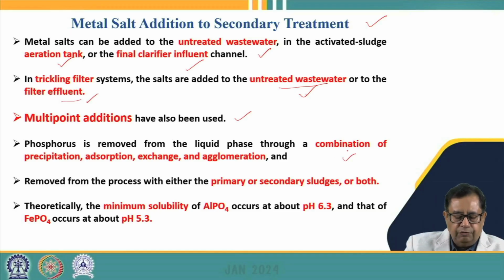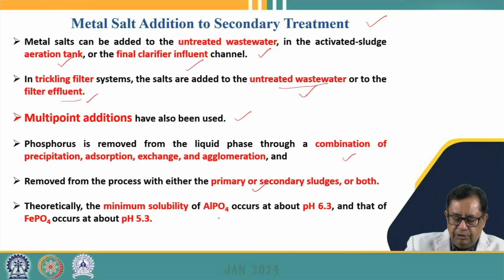So the removal of phosphorus in such cases may be a combination of precipitation, adsorption, exchange as well as agglomeration processes. And the phosphate precipitates may be removed with the primary sludge or with the secondary sludge, or from both when we are going for multi-point additions.